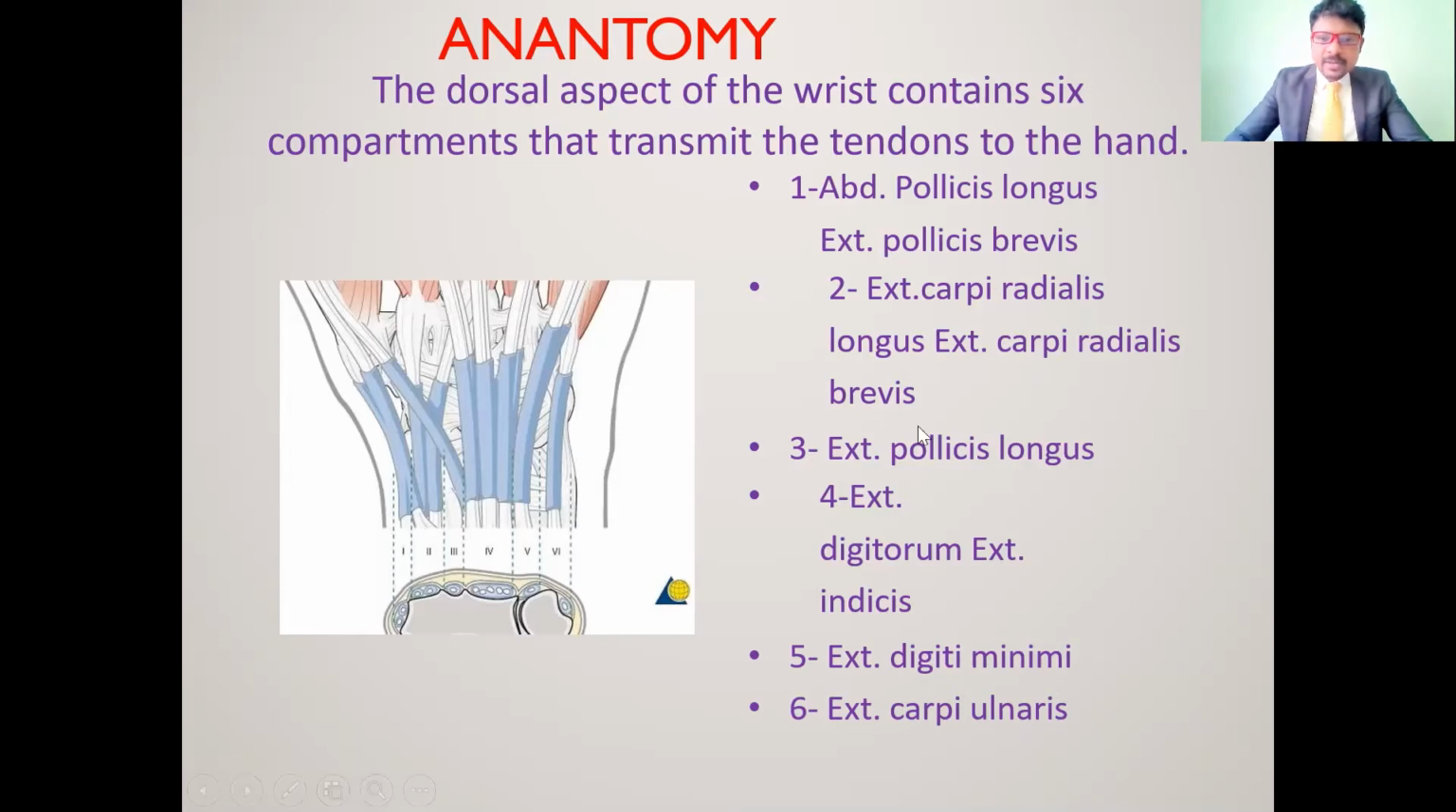In the second compartment, there are the extensor carpi radialis longus and extensor carpi radialis brevis. In the third is the extensor pollicis longus, and the fourth has the extensor digitorum and extensor indicis. In the fifth is the extensor digiti minimi, and the extensor carpi ulnaris in the sixth. Each compartment has these muscles passing through it. If there is any compression, swelling or inflammation, the muscles in that compartment get inflamed and swollen, and give severe pain.